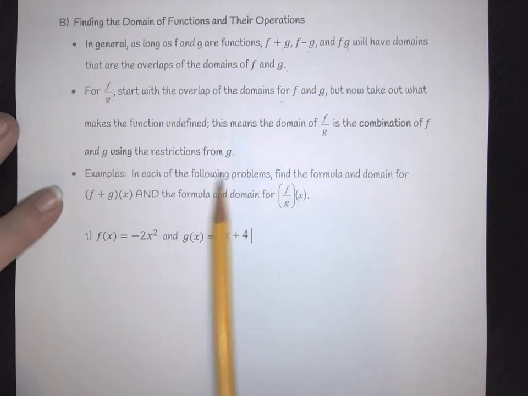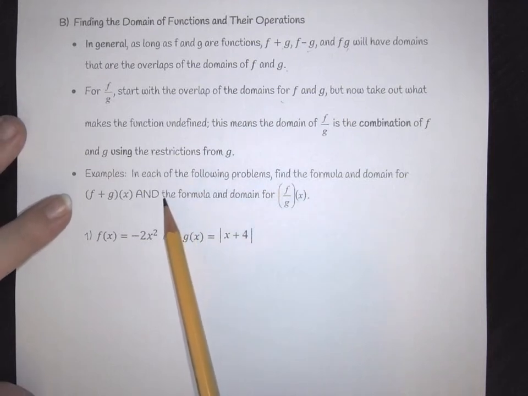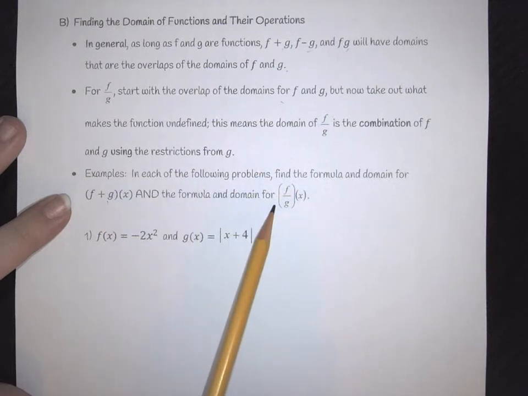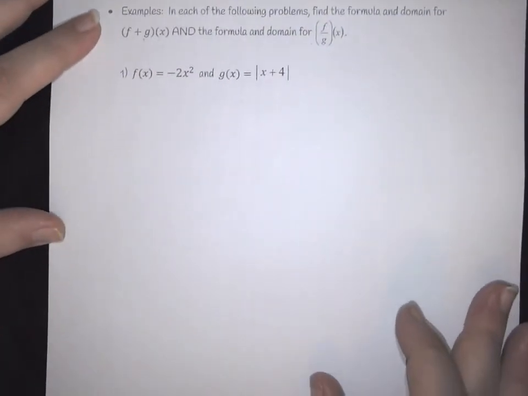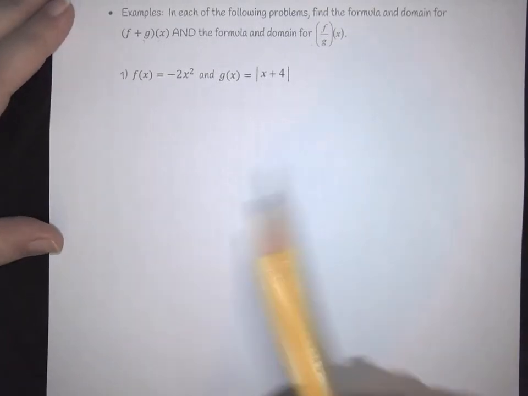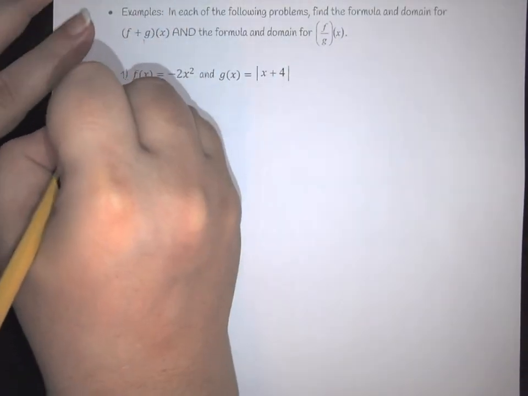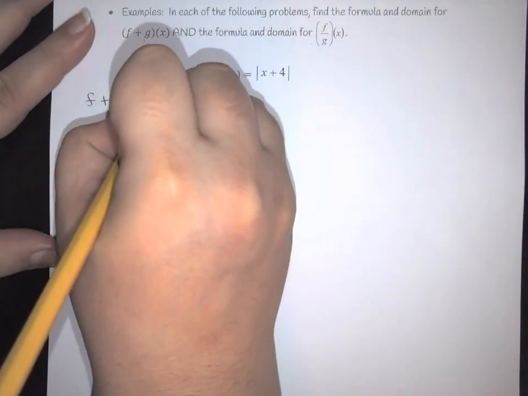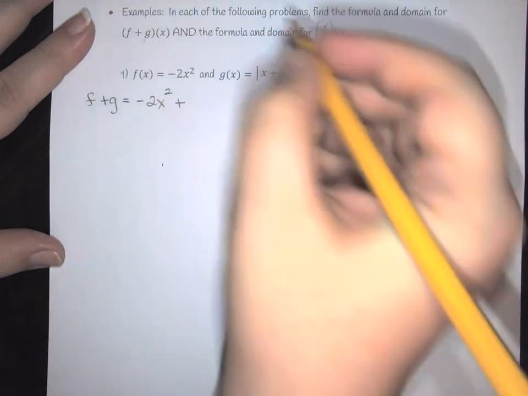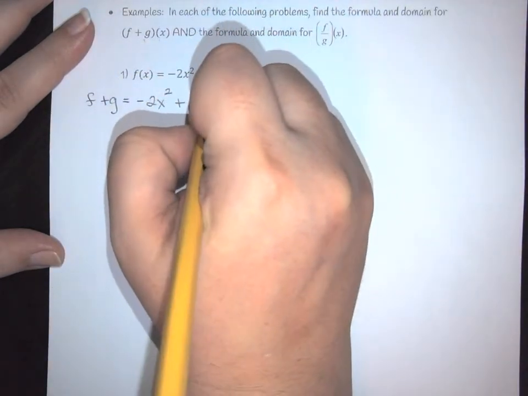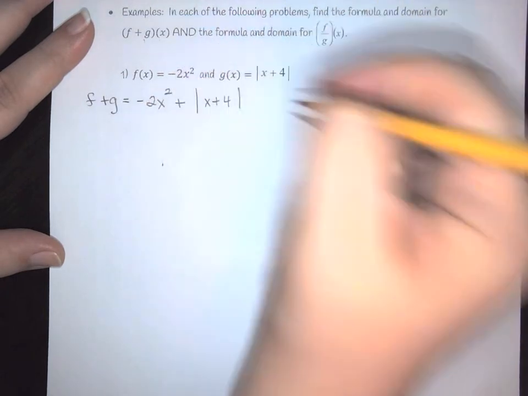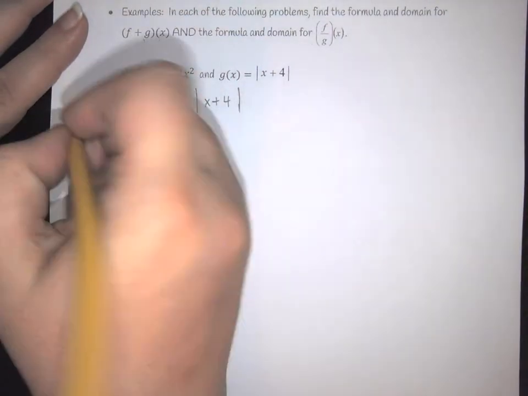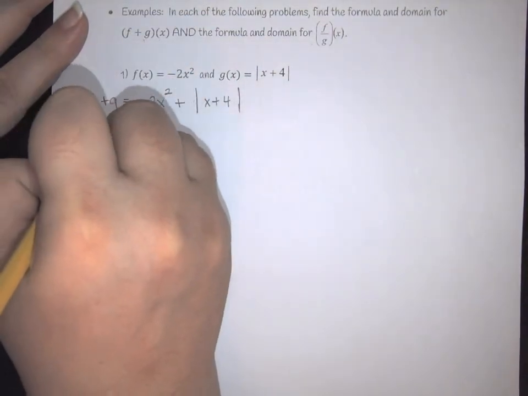So let's go ahead and look at it. Here, I want you to find the formula and the domain for f plus g and f divided by g. So the first thing I have to do is combine them together. So f plus g is going to be negative 2x squared plus the absolute value of x plus 4. Once you've done that, we can find your domains.